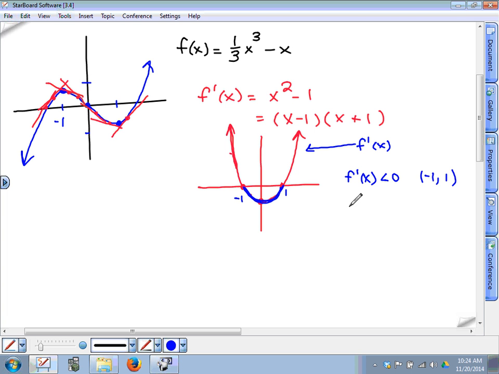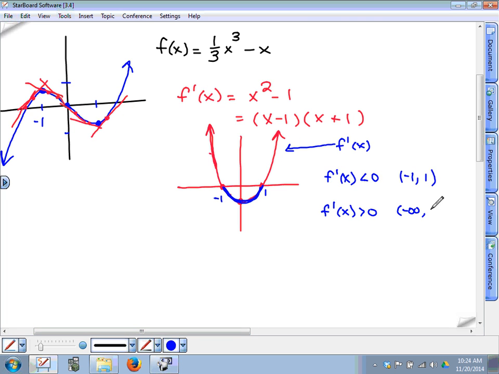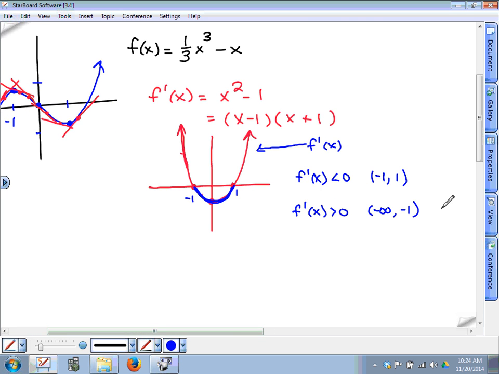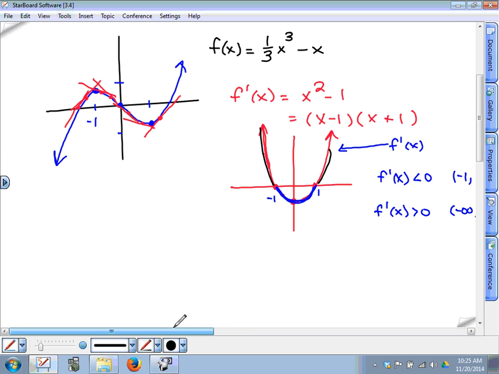Would we also then be okay in saying that f prime of x is greater than 0 on the intervals negative infinity to where? Negative 1. And also 1 to 2. So that would be this part of the graph here and that part of the graph there.